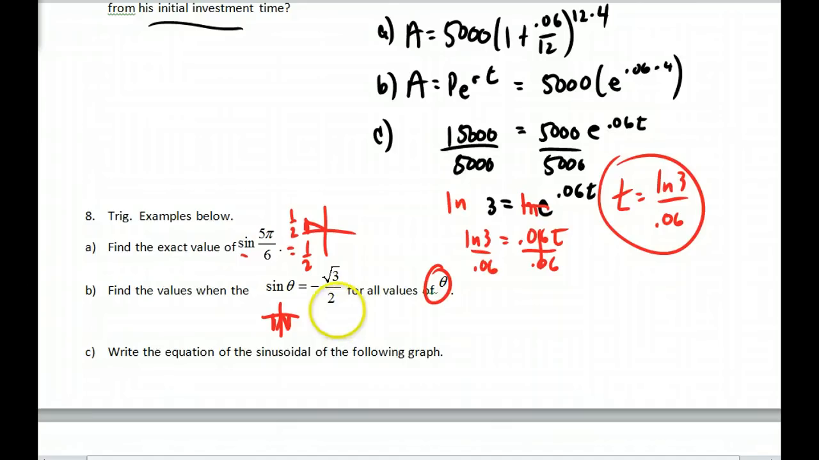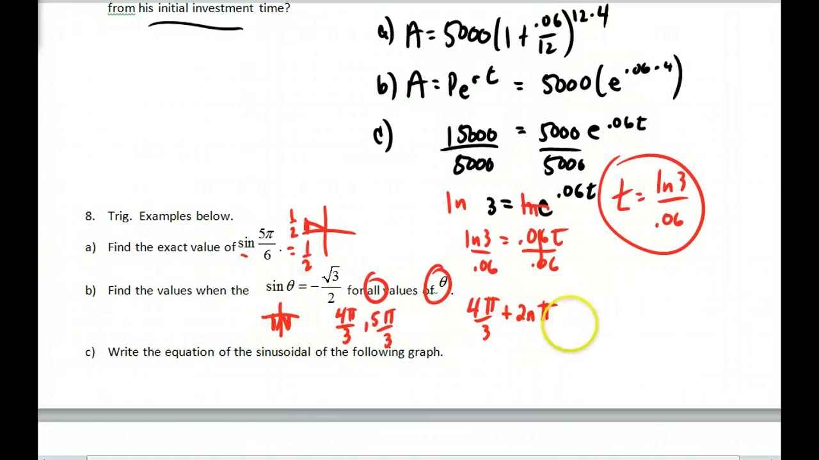So this one would be 4 pi over 3. And this one around here would be 5 pi over 3. But it does say all values, so I have to go around the unit circle more times. So this would be 2n pi. So from 4 pi over 3, I've got to go around and around. That's what the 2n pi does. And then do the same thing for 5 pi over 3.